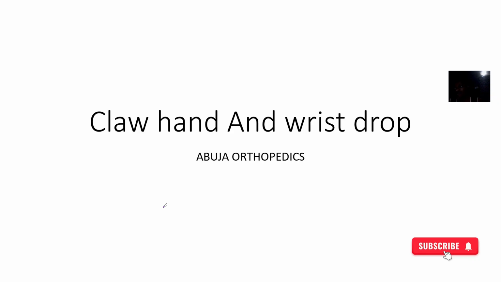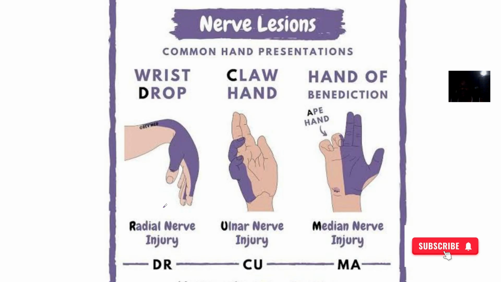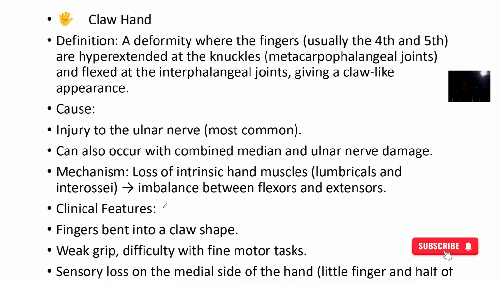A particular nerve that supplies the muscles at that region that help in the flexion and extension of that region is actually what's injured. Okay, so when you have nerve injuries in the hand, you could actually have a wrist drop or claw hand. So let's talk about each of them. So we are starting with the claw hand.